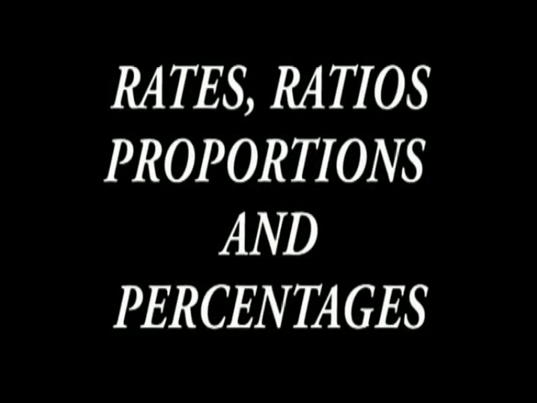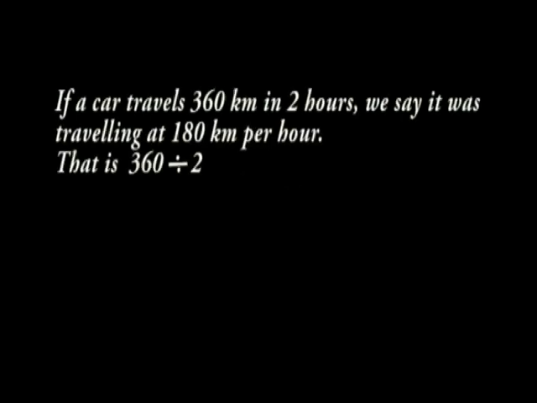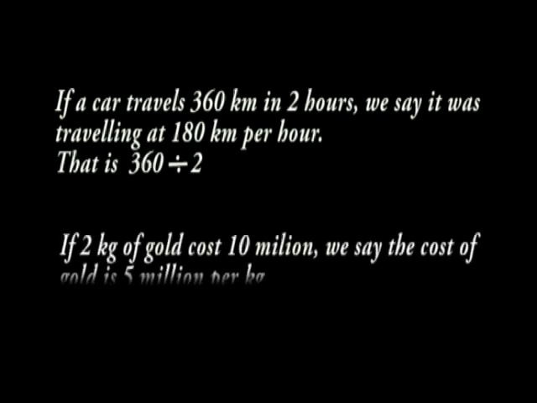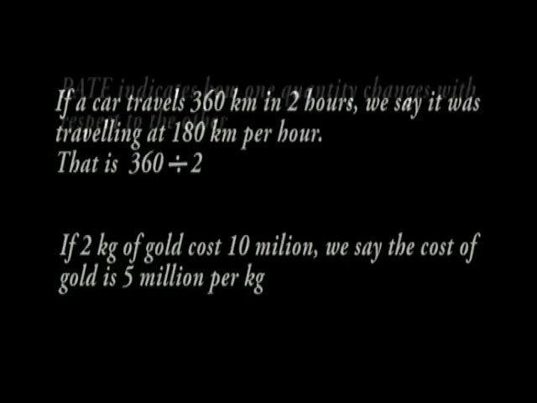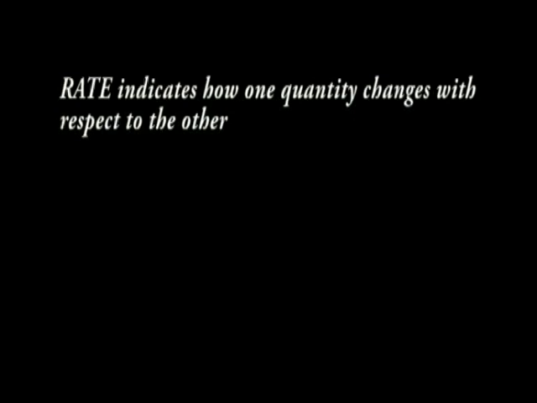Rates, ratios, proportions, and percentages. Rates. If a car travels 360 kilometers in 2 hours, we say it was traveling at 180 kilometers per hour. That is 360 divided by 2. If 2 kilograms of gold cost 10 million, we say that the cost of gold is 5 million per kilogram. The term rate indicates how one quantity changes with respect to the other.